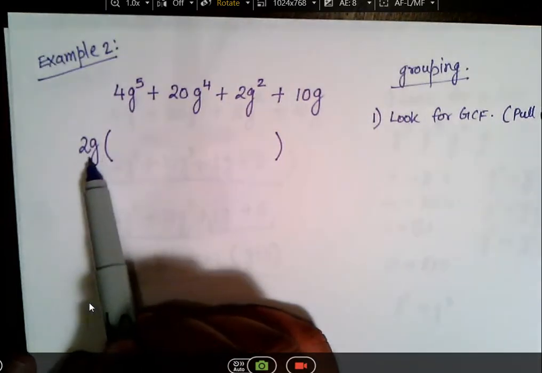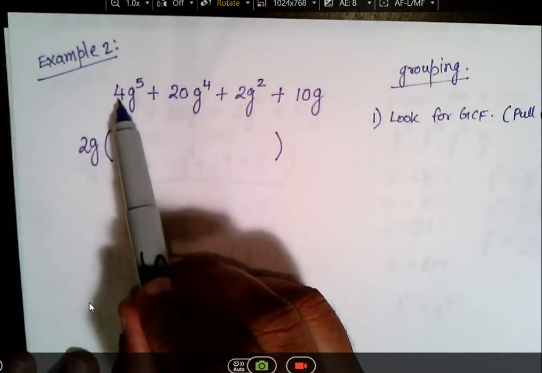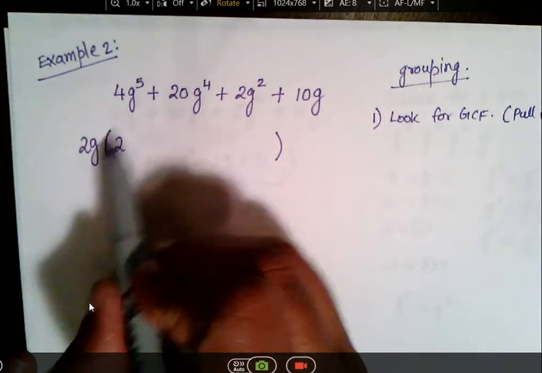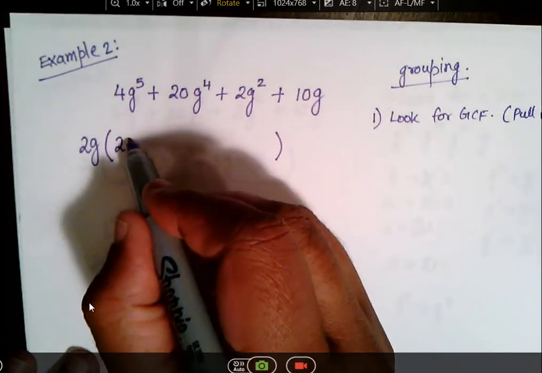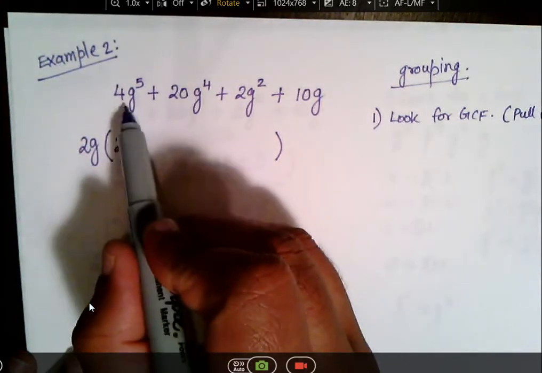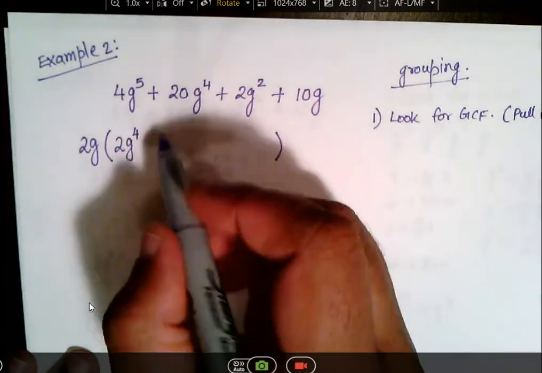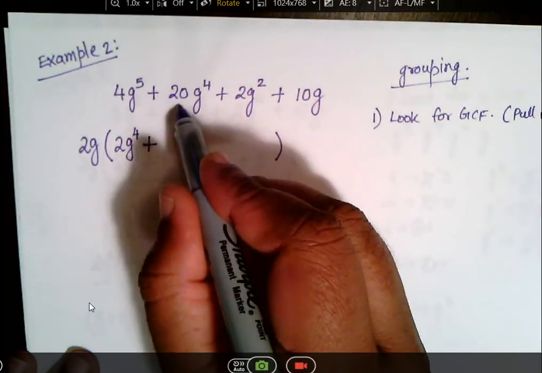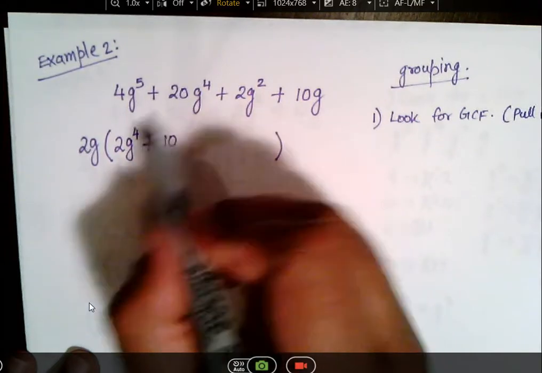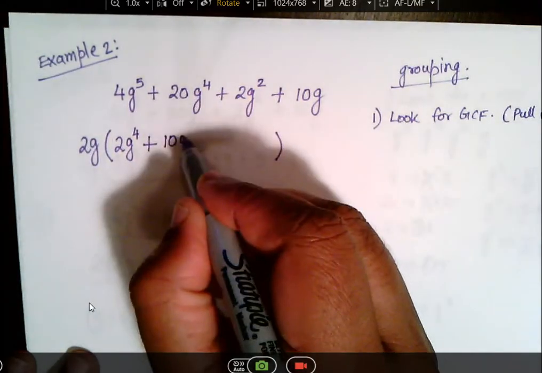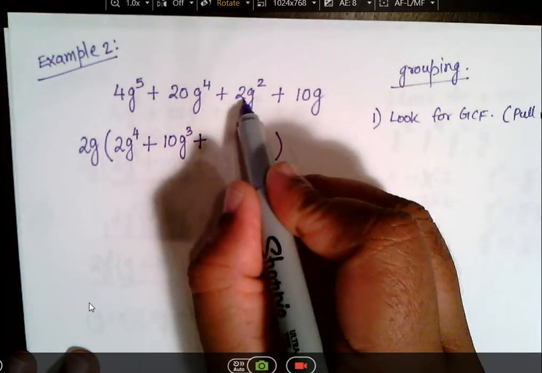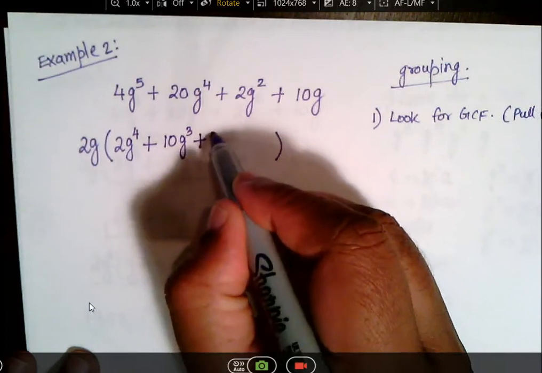So I have 2g. I pulled out a 2 out of 4, so a factor of 2 is still left. I pulled out a g out of g power 5, so I still have a factor of g power 4 left. If I multiply it back, I'm getting back that 4g power 5. In the second term, I pulled out a factor of 2, so I have a 10 left. I pulled out a factor of g, so I have a g cubed left. In my third term, I pulled out a factor of 2, so I have just a 1 left.